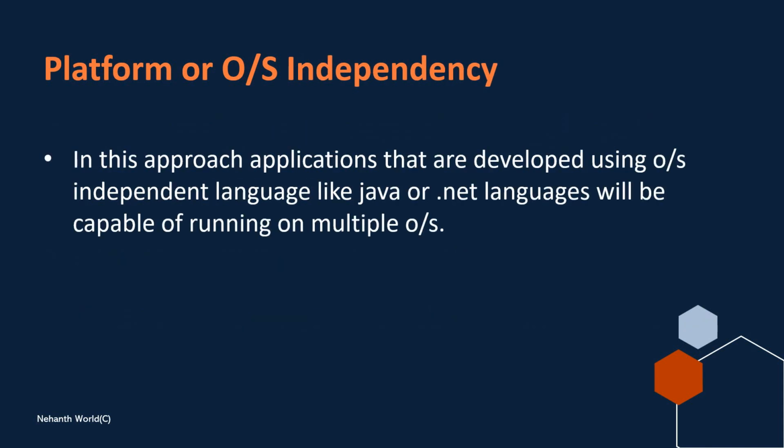Now let us see what is operating system independency. In this approach, applications that are developed using operating system independent languages like Java or .NET languages will be capable of running on multiple operating systems. Let us see how this happens with Java and .NET.